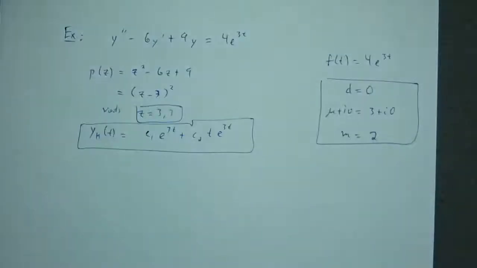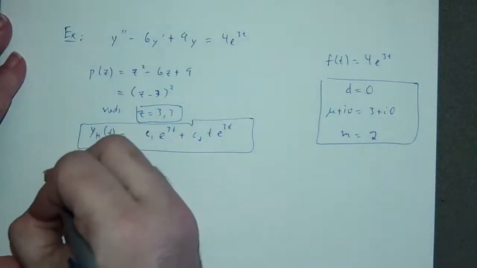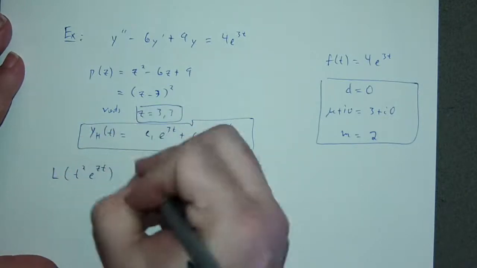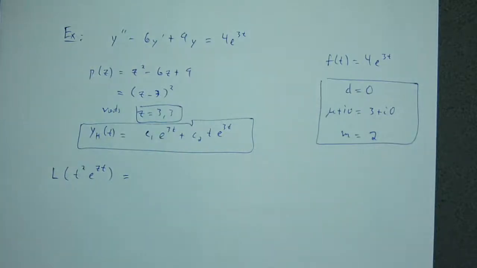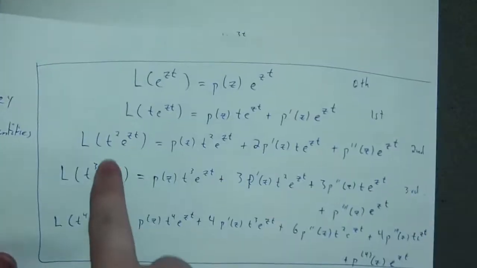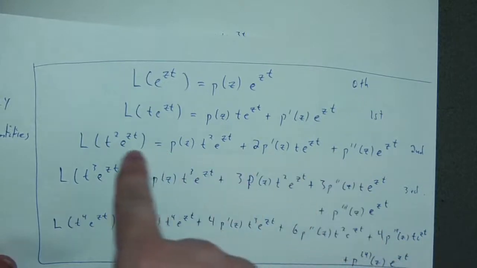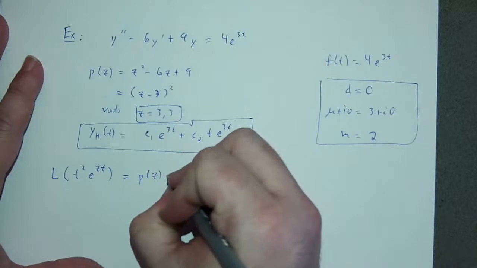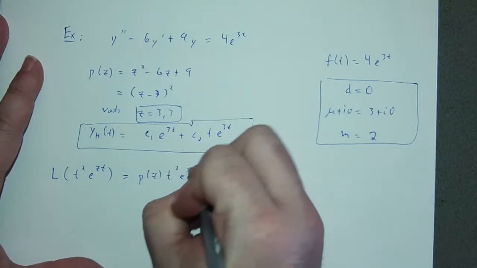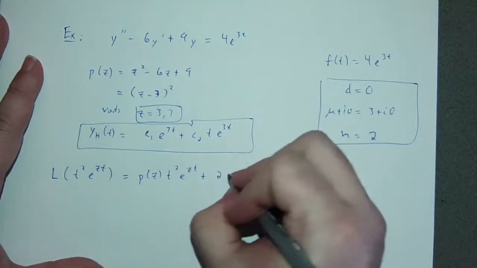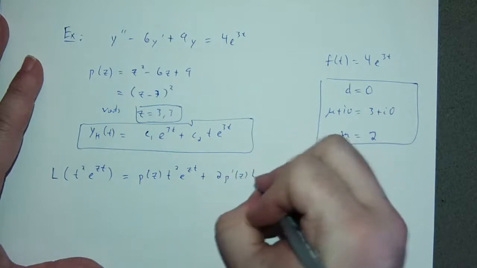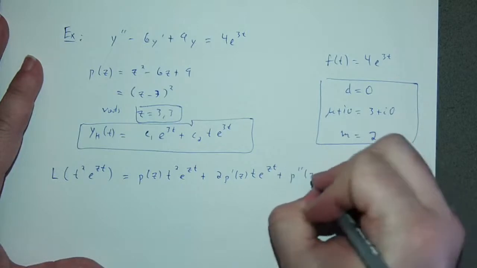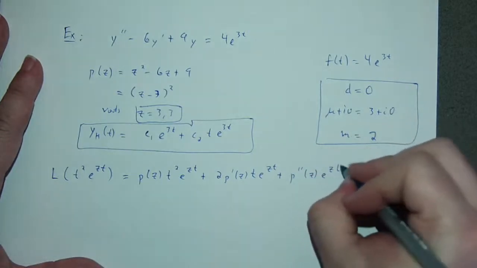So let's write that out. L of t squared e to the zt. What is that key identity? All I'm doing is copying this. Okay, so that is p of z t squared e to the zt, plus 2 times p prime of z t e to the zt, plus p double prime of z e to the zt.